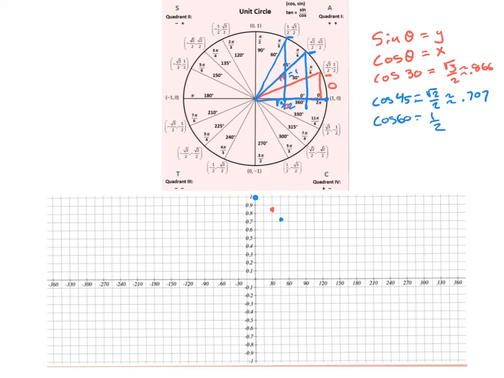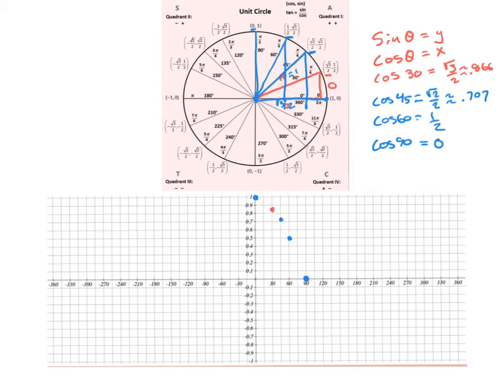So if I go 60 and 1/2, then the next one is going to be 90, which is going to be 0. Because I'm right here at 90 degrees, my x-coordinate is 0. And so I can plot that point right there.